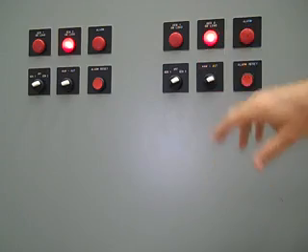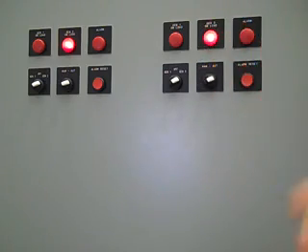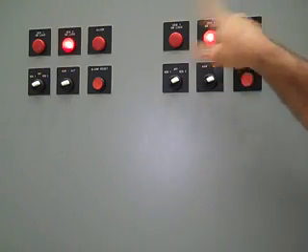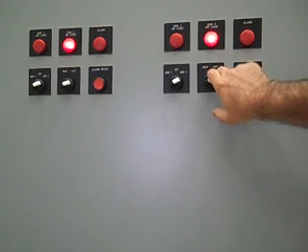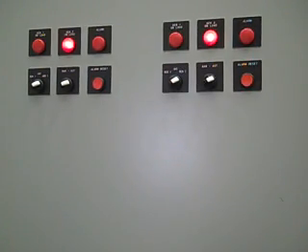Again, it's going to take 30 seconds for the PLC to determine that the generator failed. And after that 30 seconds, because we are in auto, we're going to see the transfer switch transfer to generator 1. So, all right, there you go.